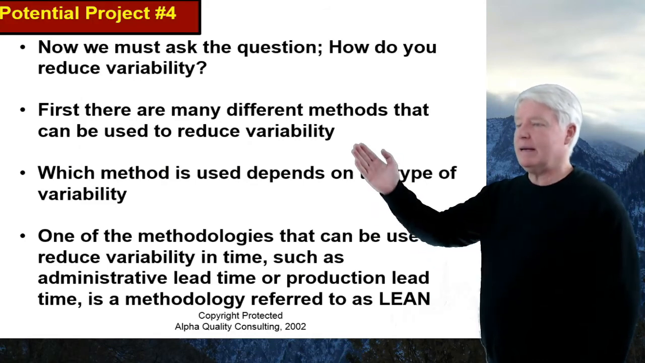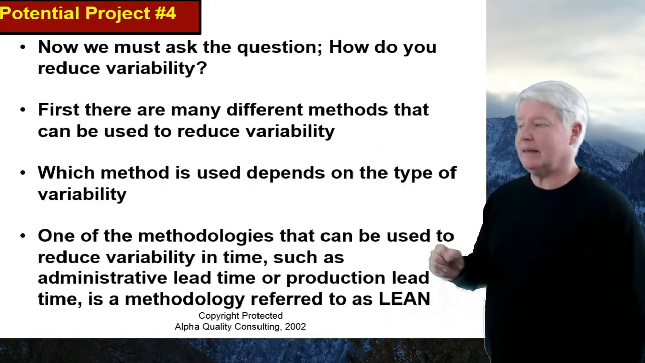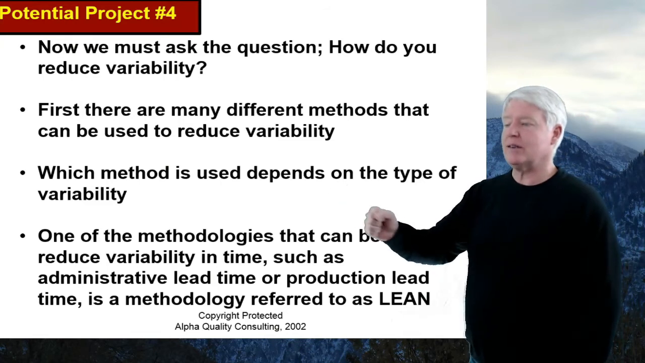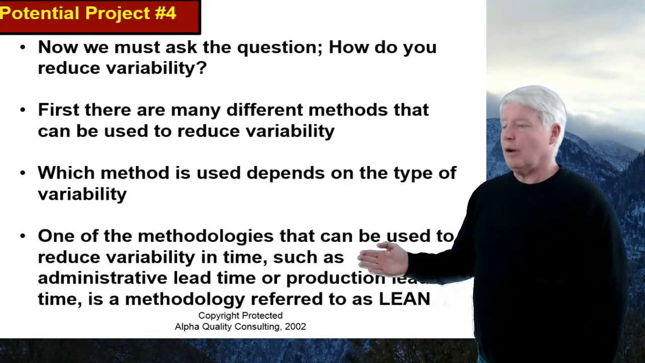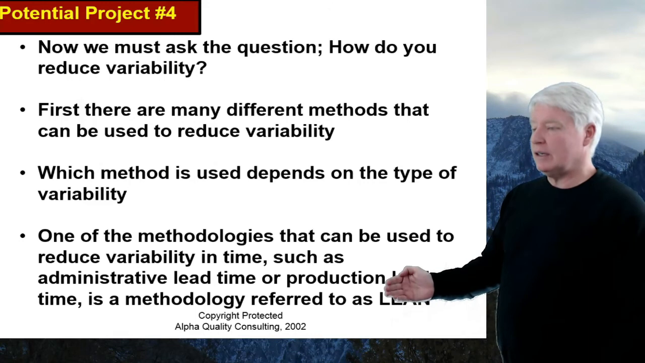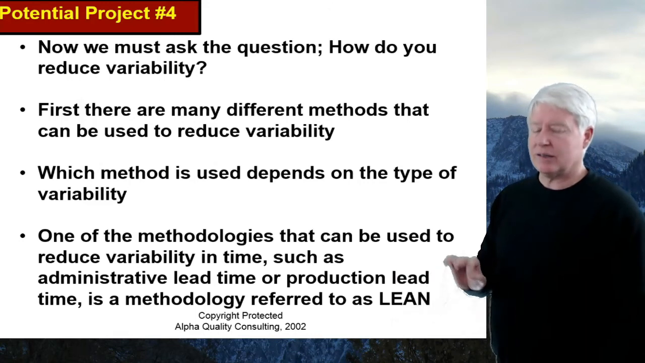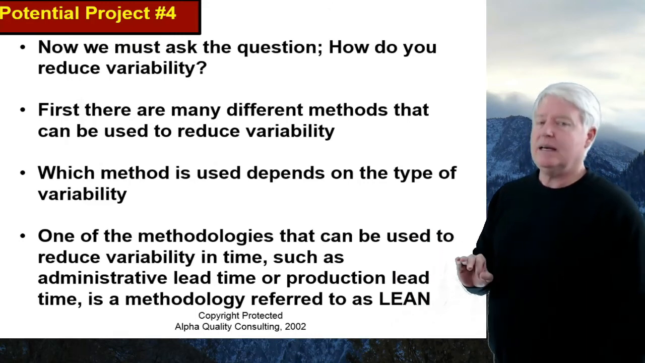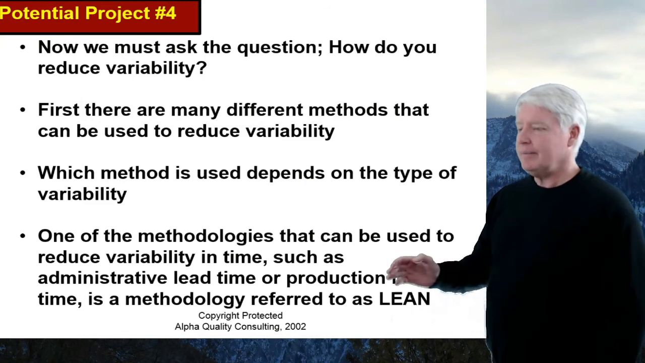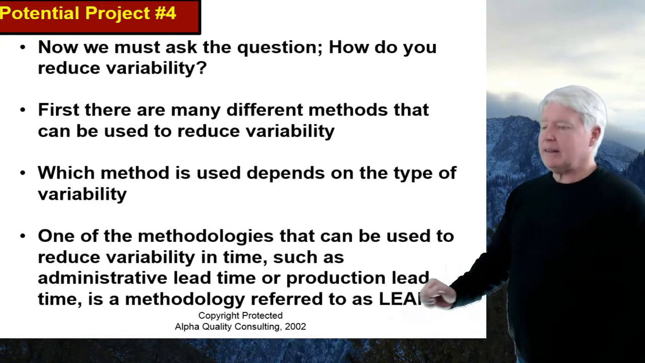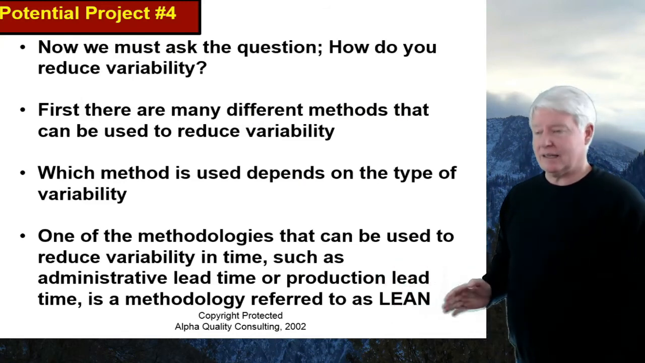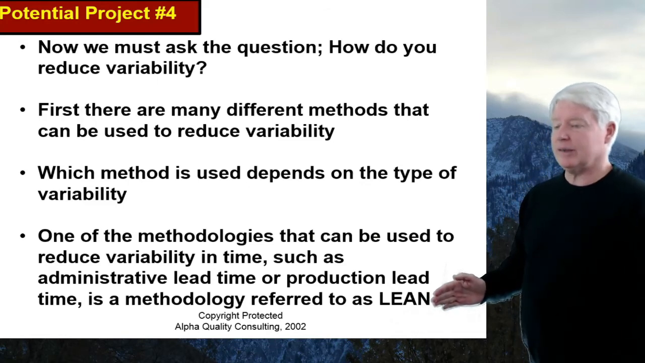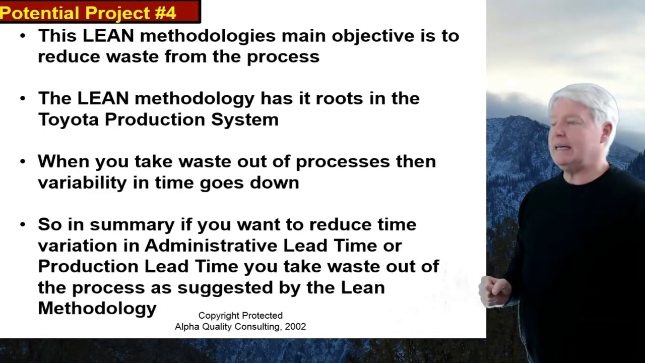Well, first, there are many methods that can reduce variability. Which method is used depends on the type of variability. One of the methodologies that can be used to reduce variability in time, such as administrative lead time and production lead time, is a methodology referred to as lean. So you guys are going to have some lean modules in here. So now you could go do a lean event.